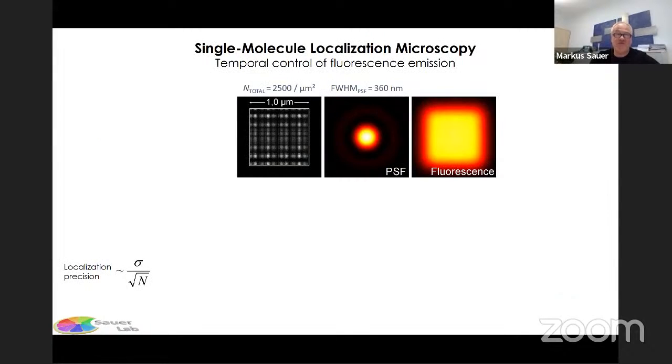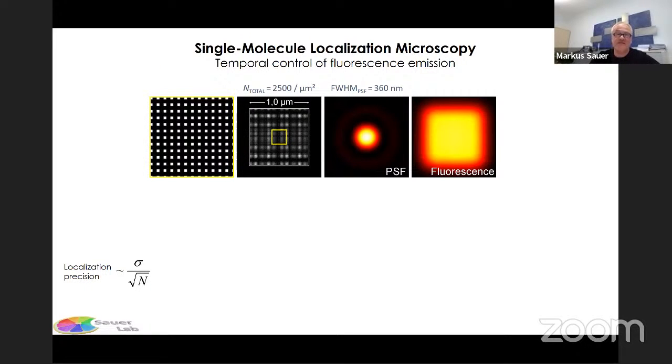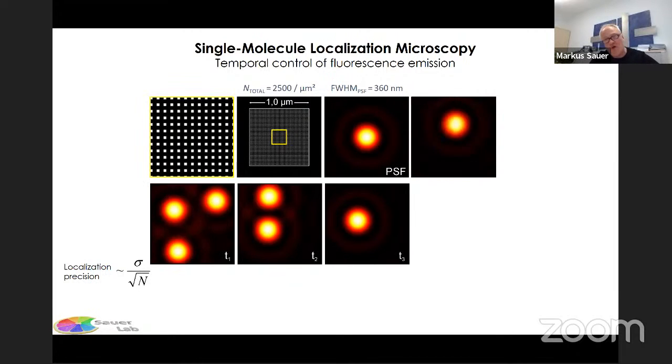So just a few words about single molecule localization microscopy. I will not go into details of that, but the trick behind single molecule localization microscopy, as you all probably know, is that you have to temporally control the fluorescence emission of single fluorophores. And this can be achieved by photoactivation or photoswitching.